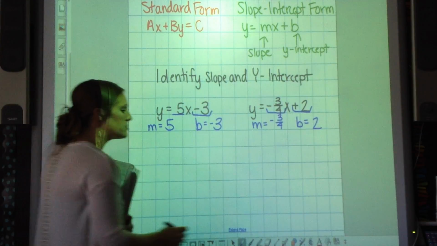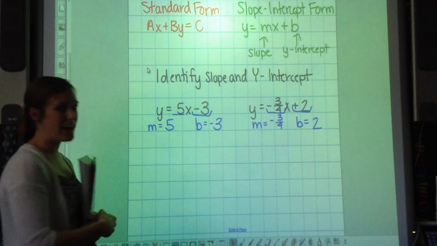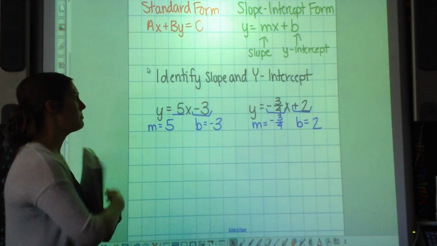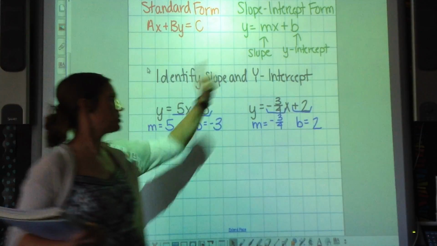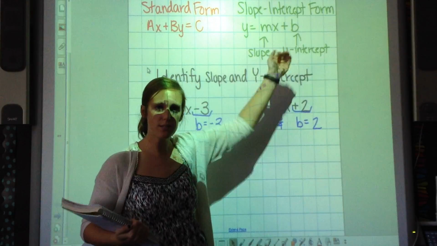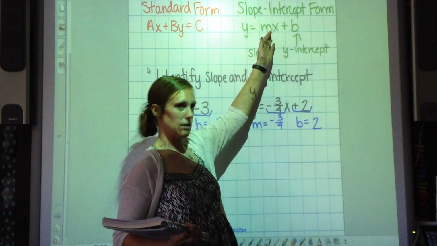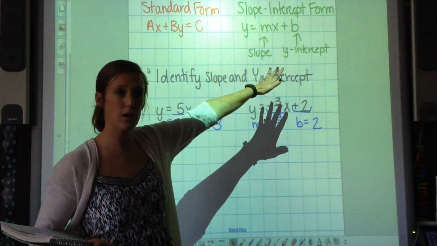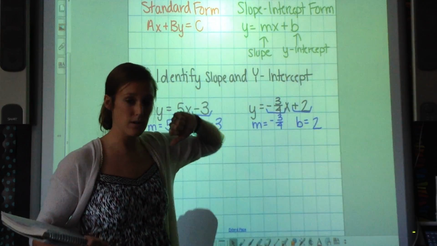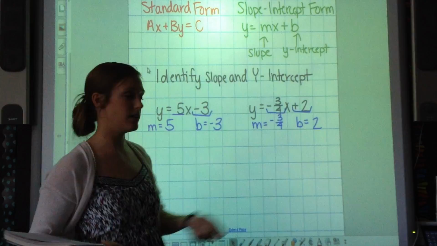This may seem easy, but they're going to give you equations that are not in slope-intercept form. And I'm going to back up for a second. Think about why this is called slope-intercept form. What does it have? It has a slope and an intercept. So it's really easy to remember this form of the equation because slope-intercept form has a slope and an intercept.